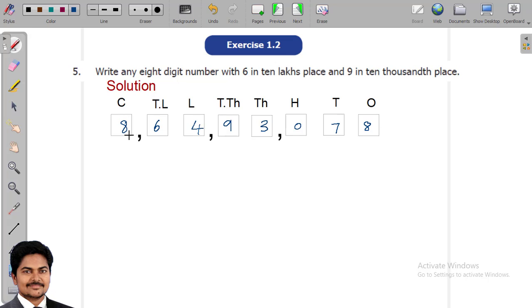So my number is 8 crore 64 lakh 93,078. So my number satisfies the given condition. What is the condition? It should have 6 in 10 lakhs place. Yes, it has 6 in 10 lakhs place. And it should have 9 in 10,000 place. Yes, it also has 9 in 10,000 place. So we can write many numbers like this. It is one of the answers. Okay, dear children, please try to write your numbers by replacing these numbers yourself.